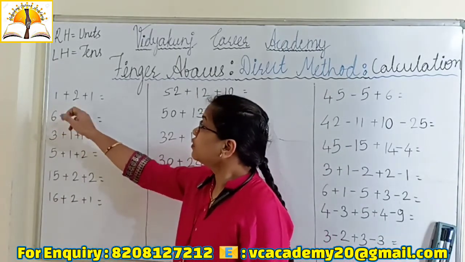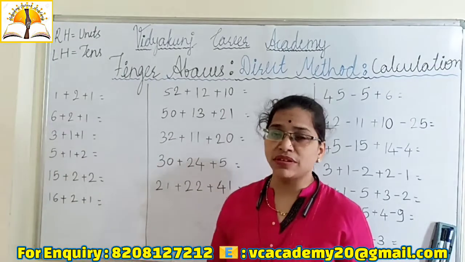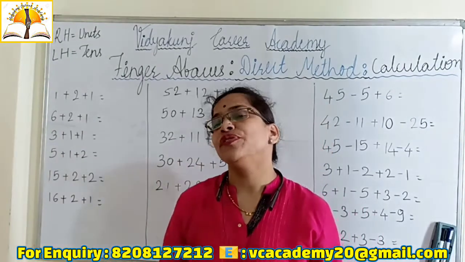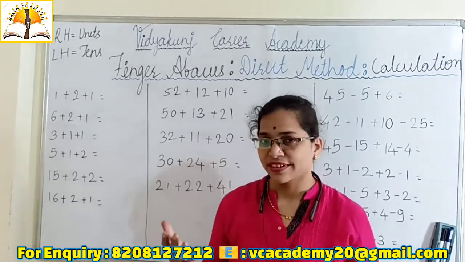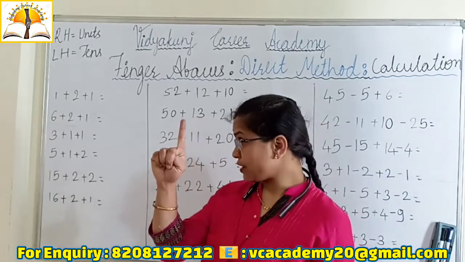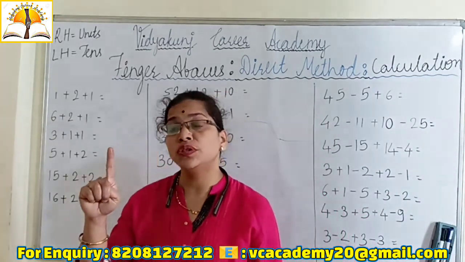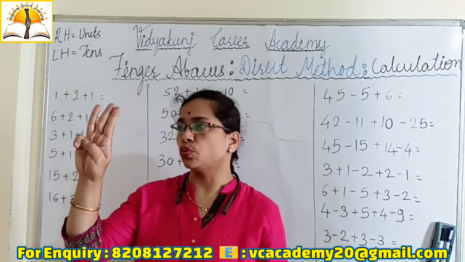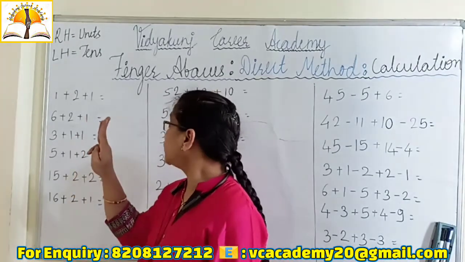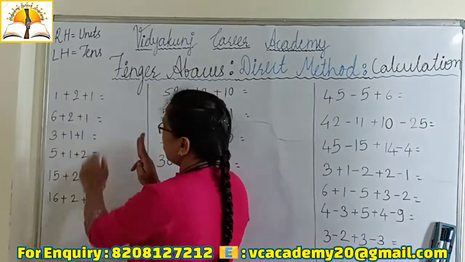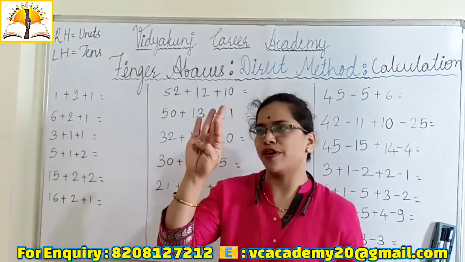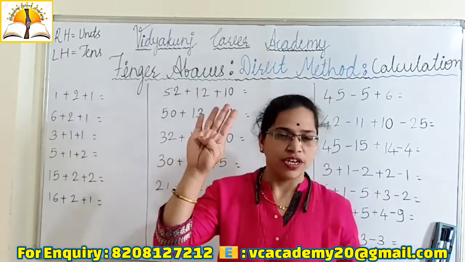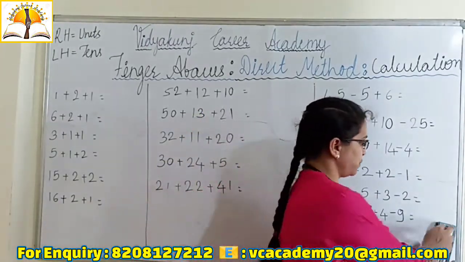One number. This is a unit number. Which hand will you take to add this? Right hand. Yes. One number. Then the next number is 2: 1, 2, 3. After 2, what has been given? Again 1. What is our answer? 4. 1, 2, 3, 4. Our answer is 4.